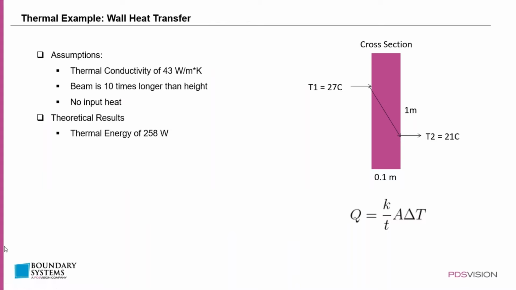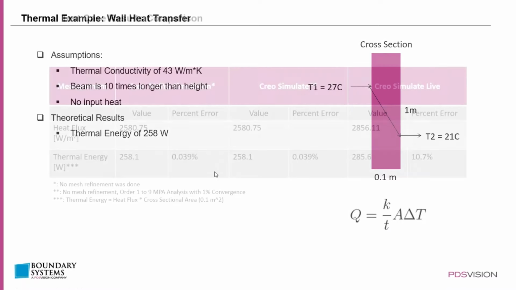The next type of example I have is a thermal example, and I have a simple wall heat transfer. So we just have a rectangular cross section. We have temperatures on both ends, a thickness of 0.1 meters, height of 1 meter, and we're assuming the wall is very long, i.e. 10 times longer than its height, so 10 meters at least. And I just don't have any input heat. And from a theoretical calculation, we should get a thermal energy of 258 watts.